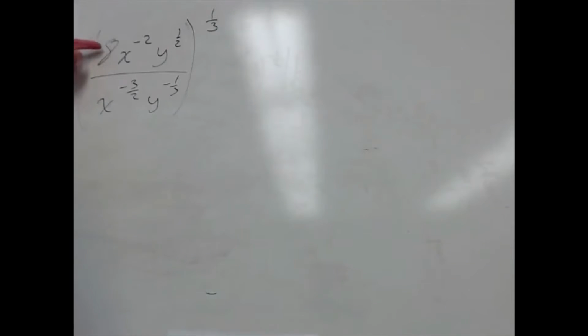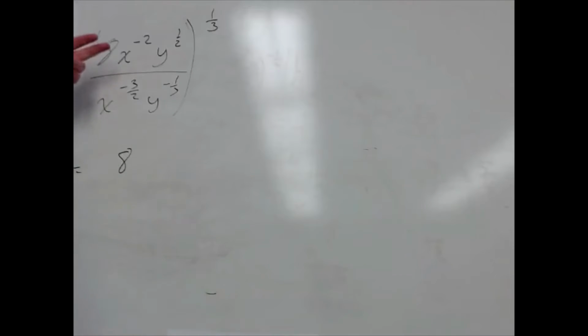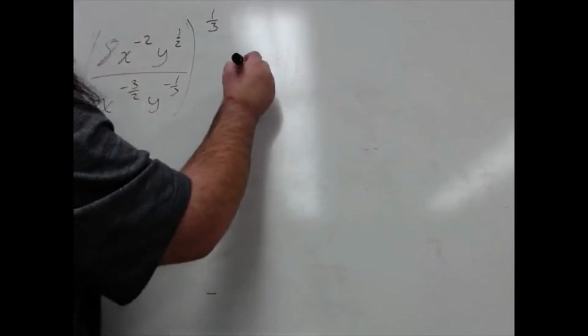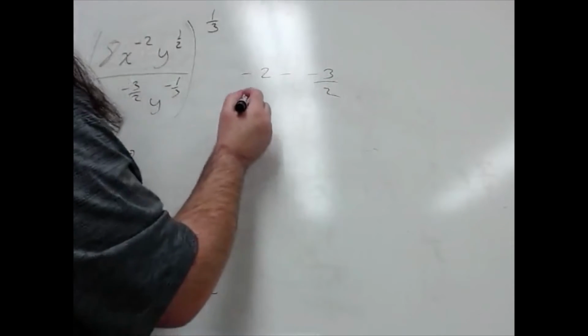There's an 8 up here, but there's no like number term down here, so I'm just going to leave the 8 where it is for now. Then for the x terms, of course, just like last time, we subtract the exponent. So I do negative 2 minus negative 3 over 2. So negative 2 minus negative 3 over 2, negative 2 over 1.